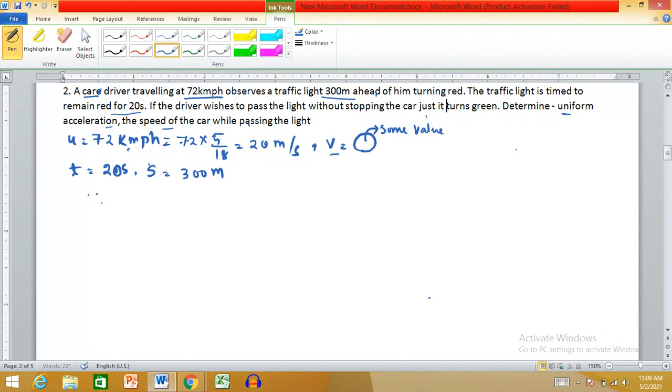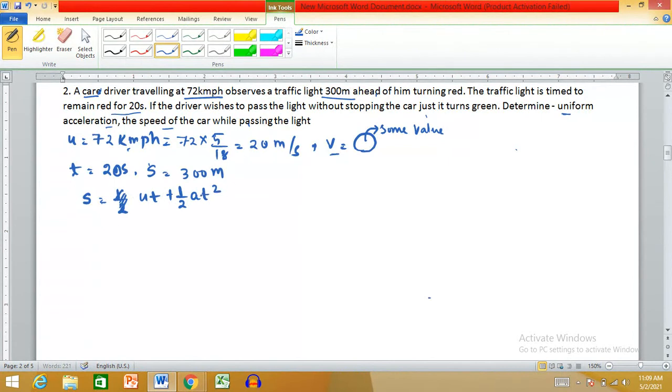So what data is given? U is given, T is given, S is given. We need to calculate V and A. So what first formula will we use? We will use the second equation of motion, that is S is equal to ut plus half a t square.